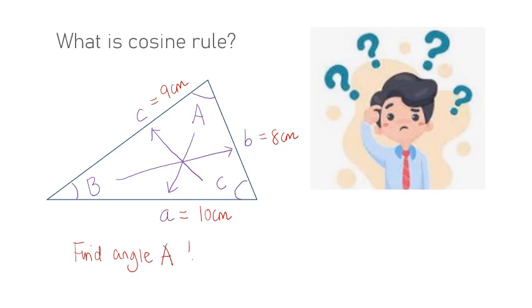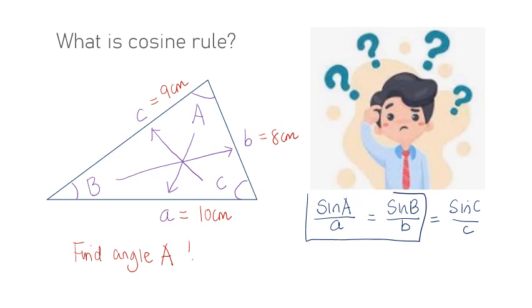Let's see if we can actually use the sine rule to solve this problem. So what is the formula for the sine rule? Yes, it goes like this. The ratio of sine A over side a equals the ratio of sine B over side b, which equals sine C over c. So I'm going to use this first. Let's look at what we're given.